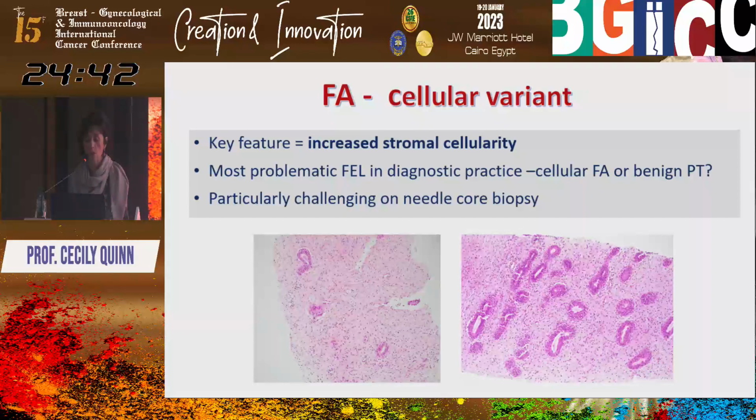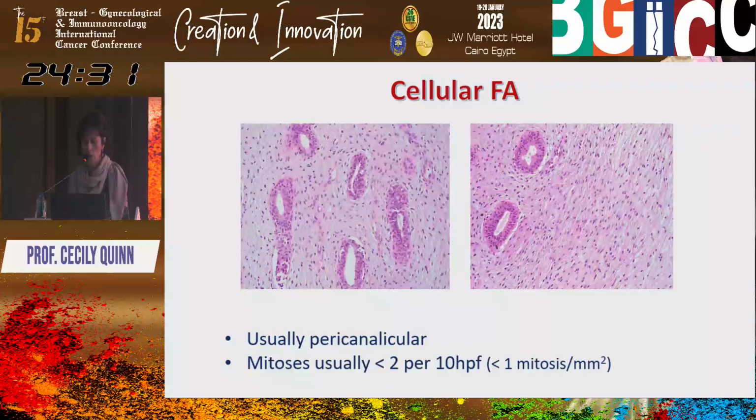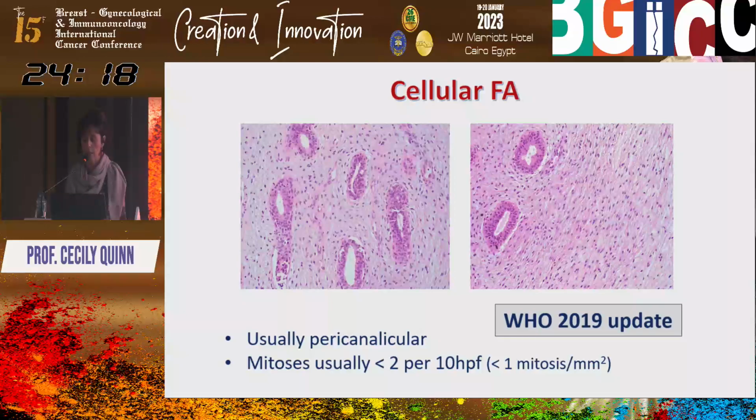The key feature is the presence of increased stromal cellularity, and these are very challenging on core biopsy. Are we dealing with a cellular fibroadenoma or a benign phyllodes tumor? So usually cellular fibroadenomas tend to be pericanalicular and not mitotically active: less than 2 per 10 high power fields, or the WHO has now given figures for digital microscopy, so it would be less than 1 mitosis per square millimeter.